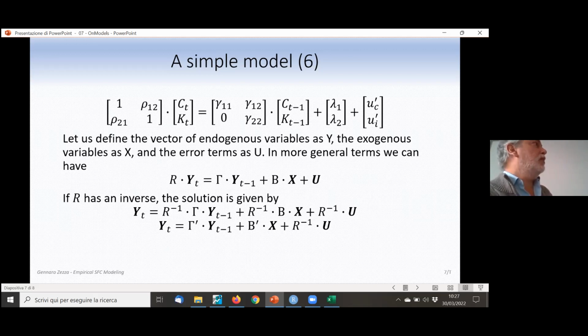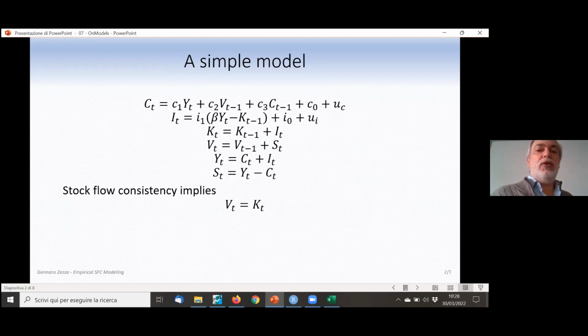And when this happens, the standard suggestion that we have, and the one that Godley always used, is to reduce the degree of interaction in the model. So how can we do that? Let's go back to the original model here.